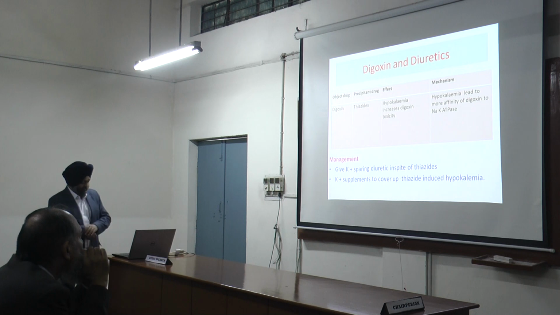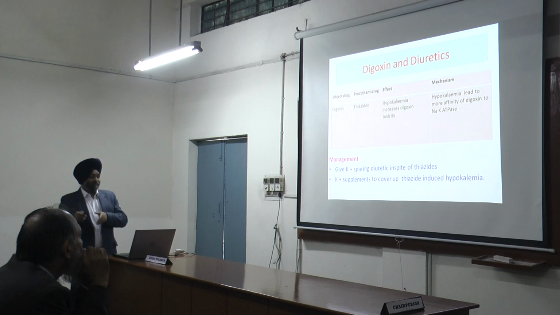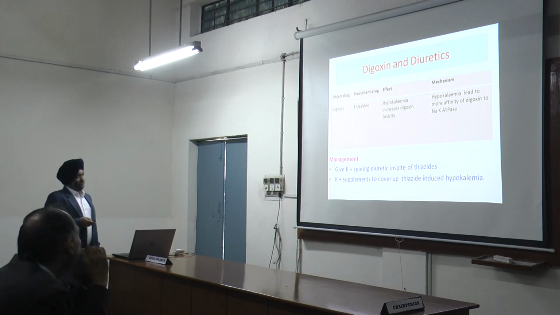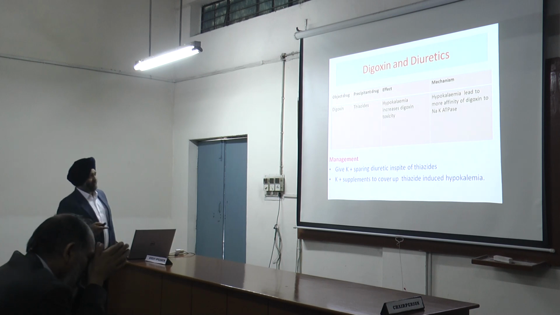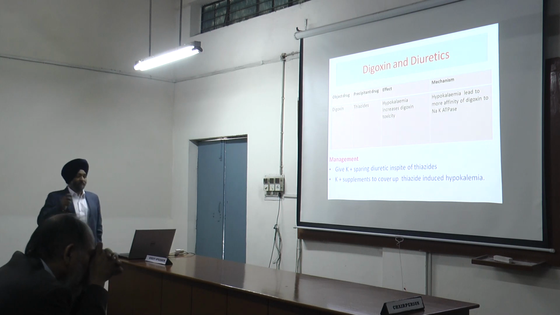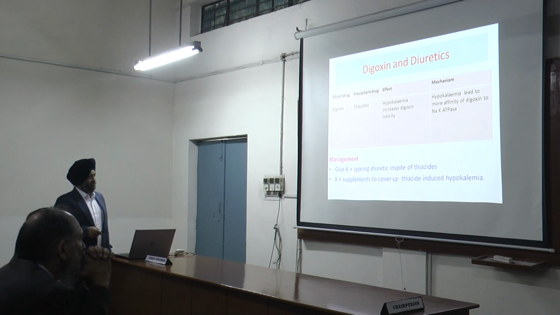Now coming to drug interactions at the pharmacodynamic level, at the site of receptor action. Digoxin with thiazide: as you all know, thiazide usually leads to hypokalemia, and in hypokalemia digoxin has more affinity for sodium potassium ATPase, so it will lead to digoxin toxicity. Here we should use drugs which will not cause hypokalemia, like potassium-sparing diuretics, and potassium supplements, since hyperkalemia will decrease this affinity.